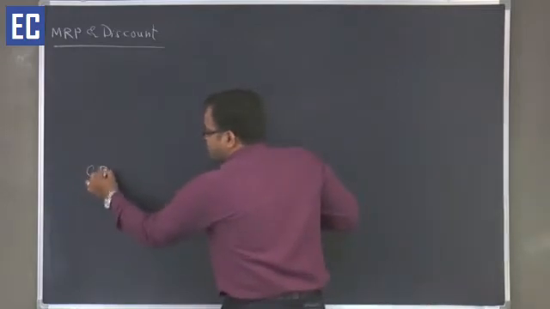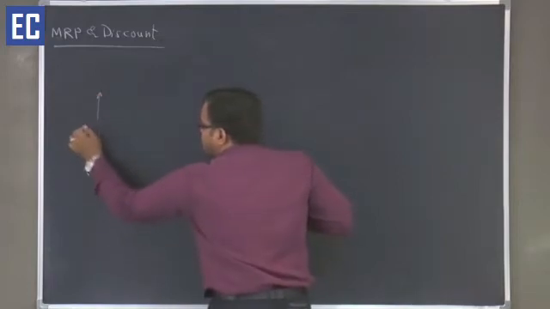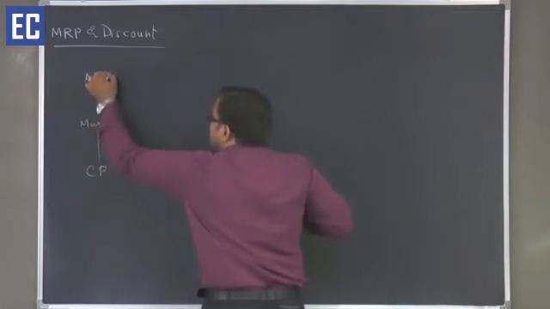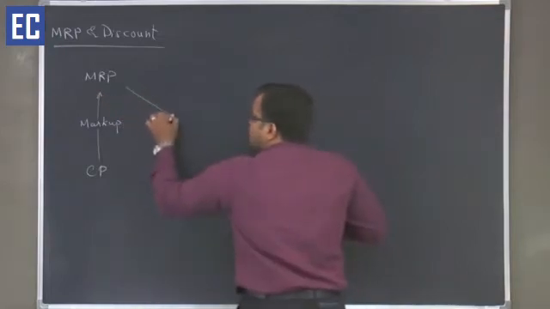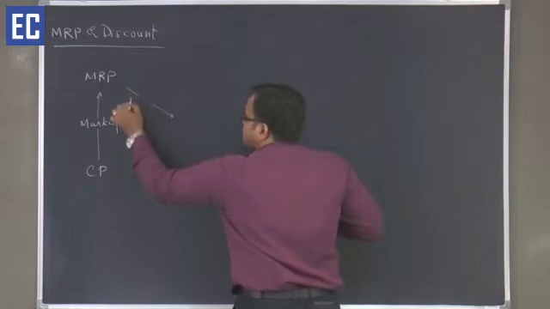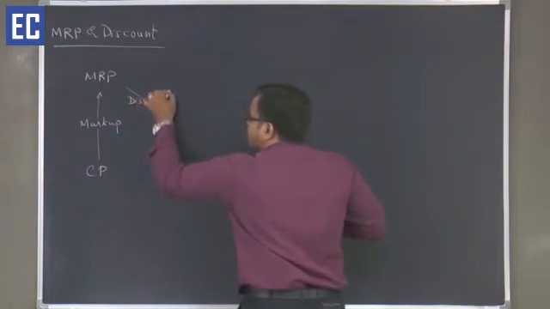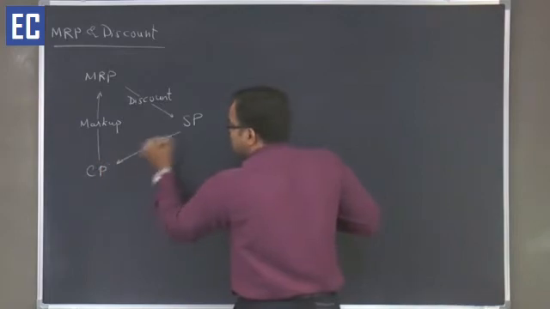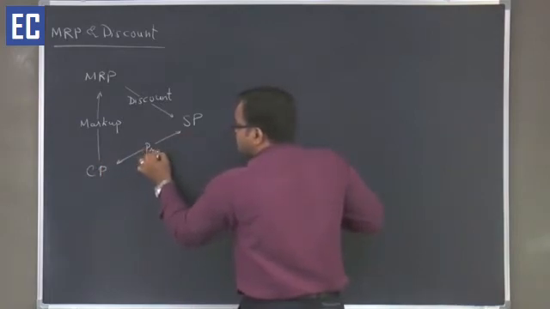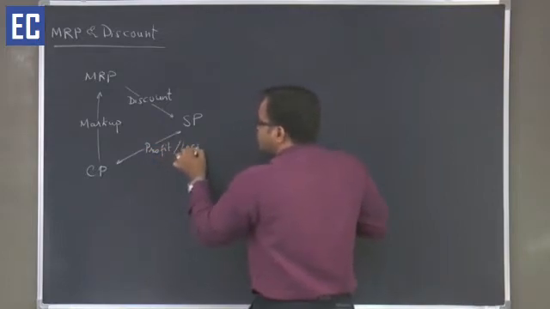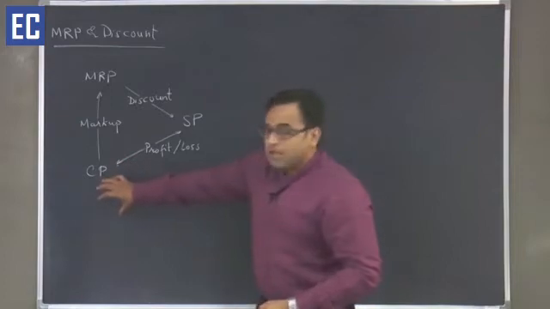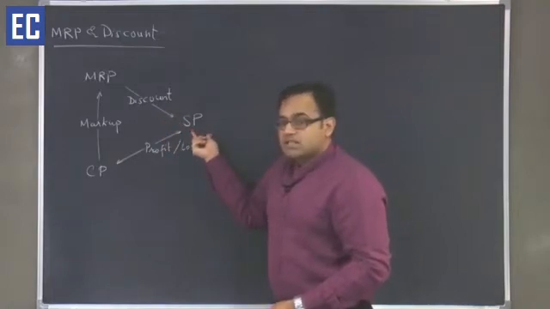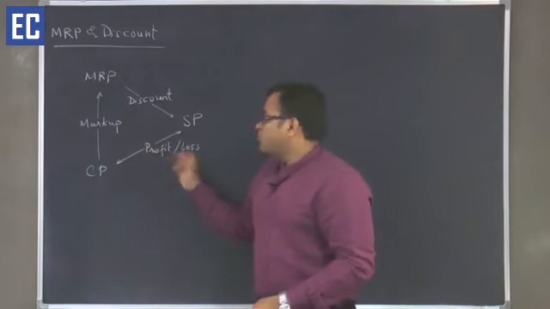We will have a cost price. From the cost price, there will be a markup. With this markup, I will arrive at the MRP. From this MRP, I'll offer a discount. And with this discount, I'll arrive at the selling price. Now, between the cost price and the selling price, there could be profit or there could be loss. So, from CP, we give a markup, we arrive at MRP. From MRP, we give a discount and we arrive at selling price. Between CP and SP, the relationship would be of profit or loss.